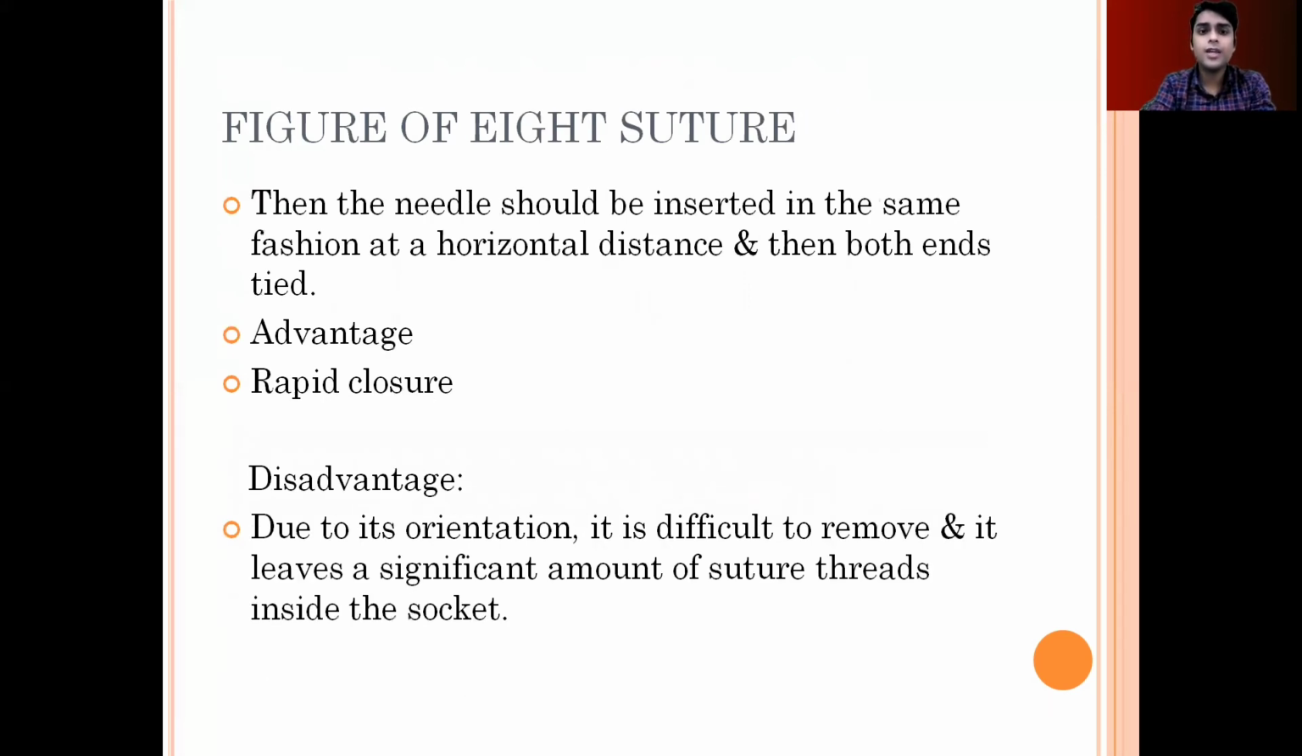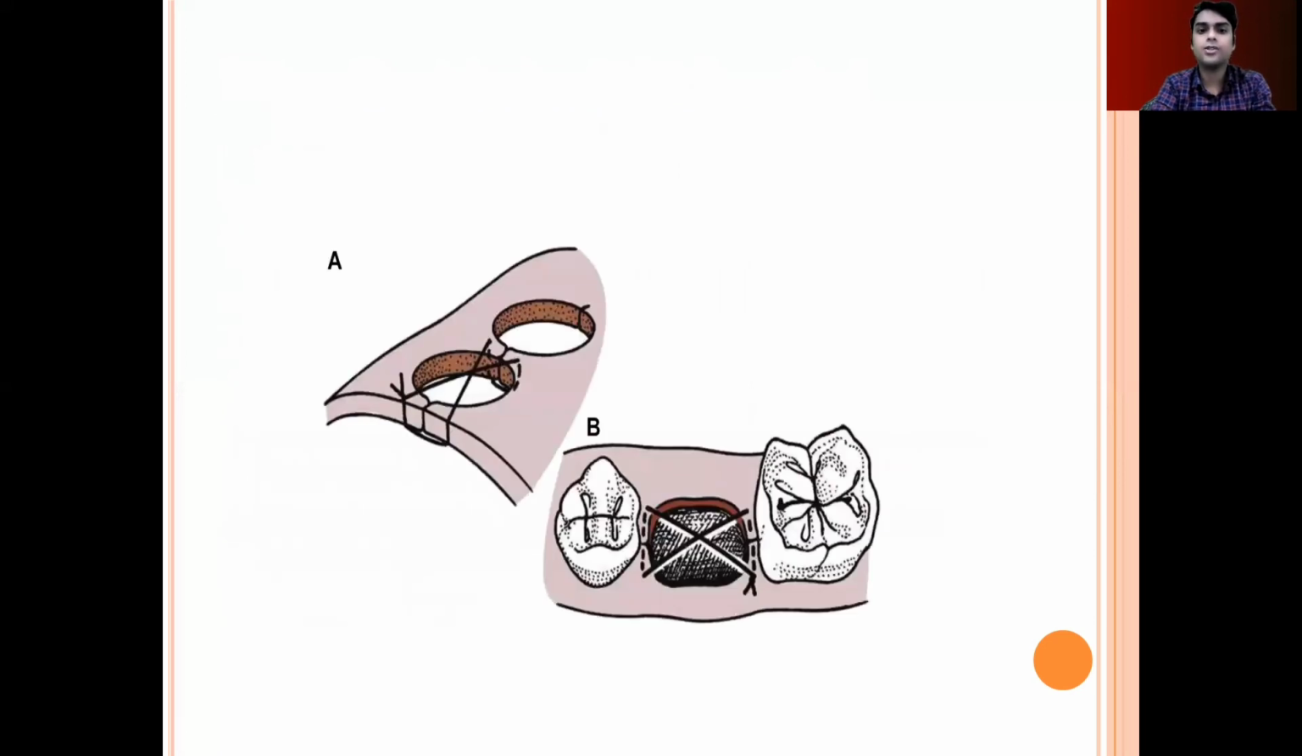In the figure of 8, the needle should be inserted in the same fashion at a horizontal distance and both the ends are tied. Its advantages are rapid closure. Disadvantages are that due to its orientation, it is difficult to remove and it may leave a significant amount of the suture material within the socket. Here is an image for the figure of 8 suture.